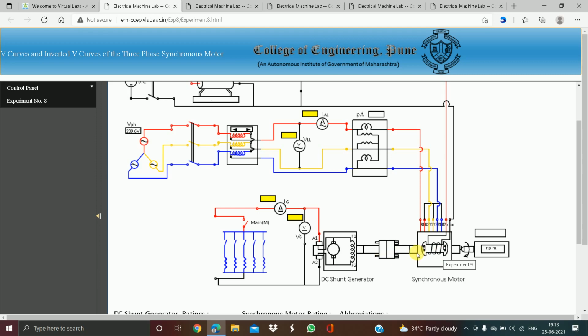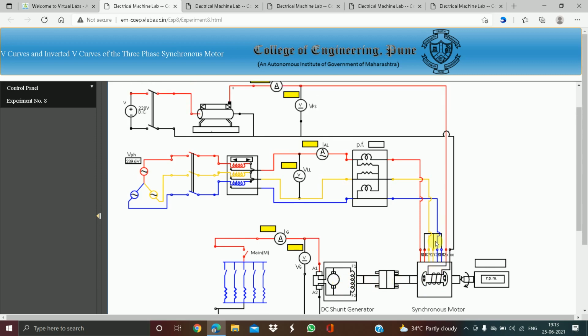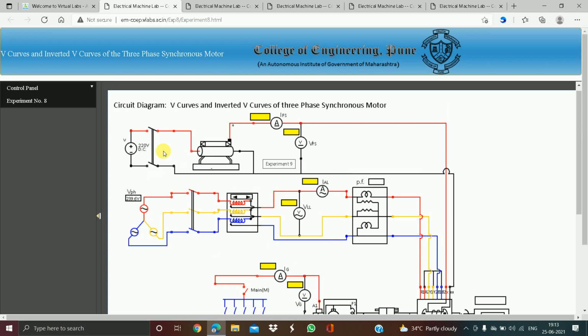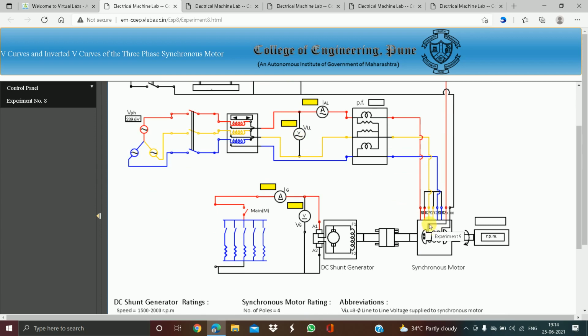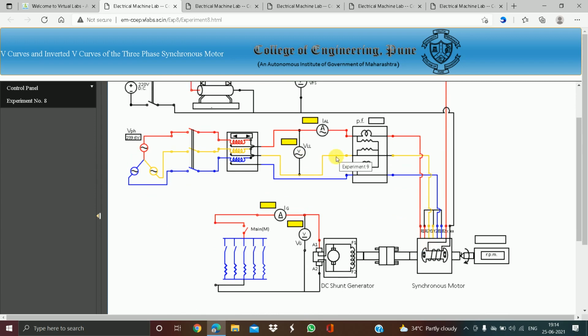This synchronous motor is connected to a DC shunt motor through a shaft, and the rotor is connected to a DC 220 volt power supply where a rheostat is placed for varying the field current, and the ammeter and voltmeter are placed to measure the field current and field voltage. The armature is connected to an alternating current power supply.